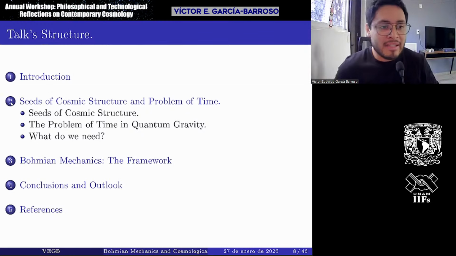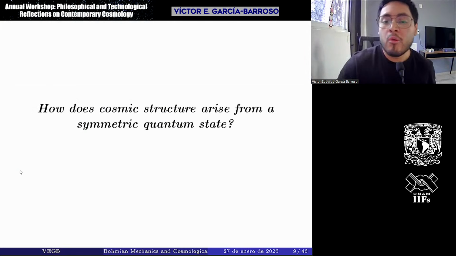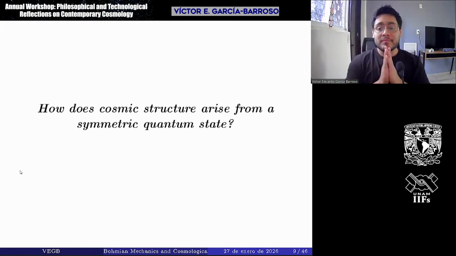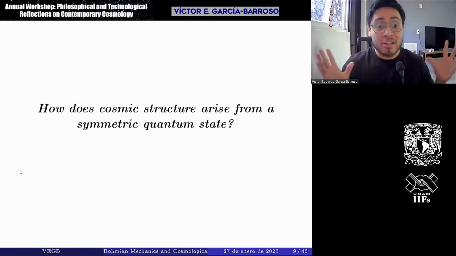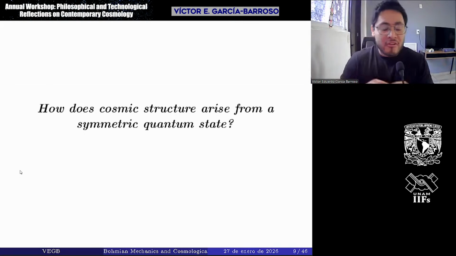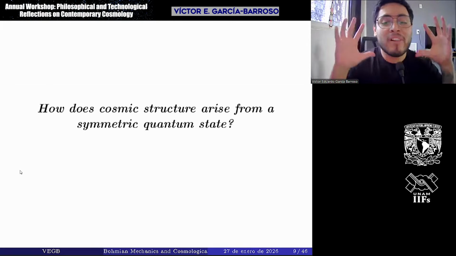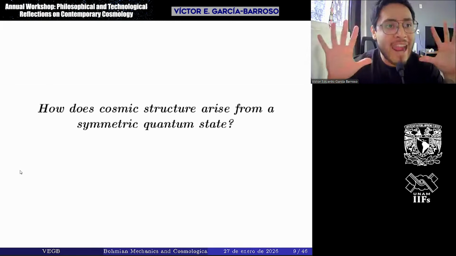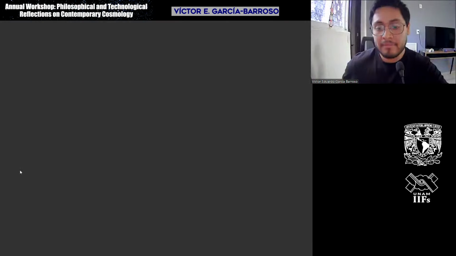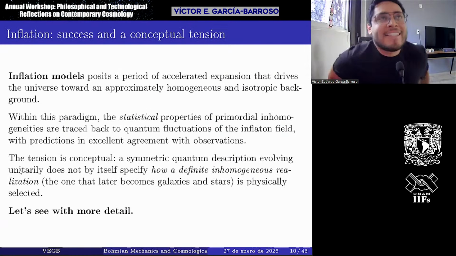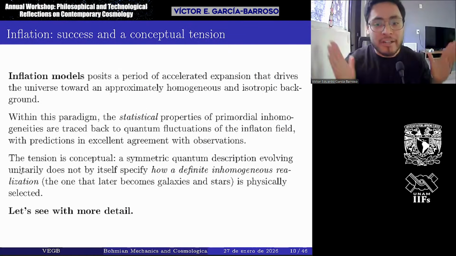We will talk about the seeds of cosmic structure, the problem of time, the framework of Bohmian mechanics, and how it resolves these problems. Well, the idea is the origin of cosmic structure. How do we go from a perfectly smooth quantum state to the complex universe of galaxies we see today? Well, we have a standard picture or story.